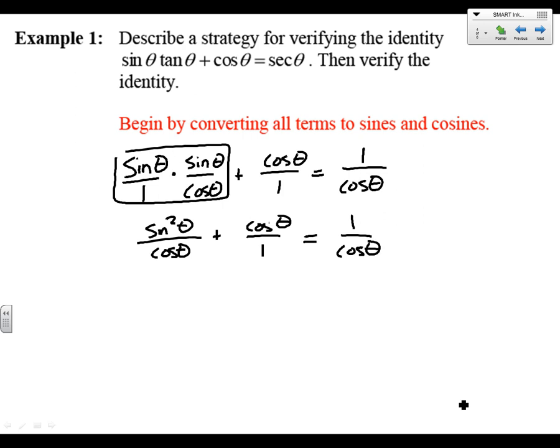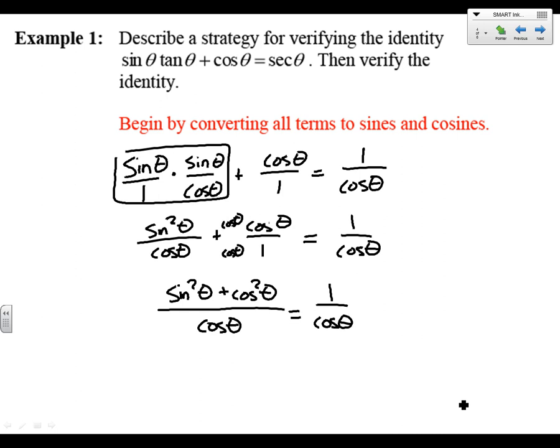All right, and we need a common denominator here. We're going to times this fraction by cosine theta and see what we got now. Sine squared theta plus cosine squared theta over the common denominator of cosine theta equals 1 over cosine theta. And if we look on our formula worksheet, sine squared plus cosine squared is 1. So we have just verified the original equation is true, 1 over cosine.